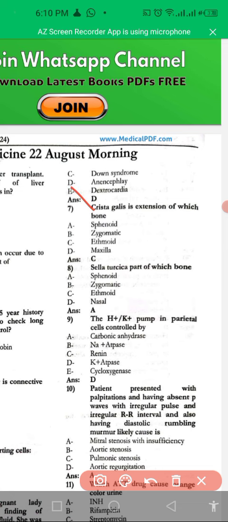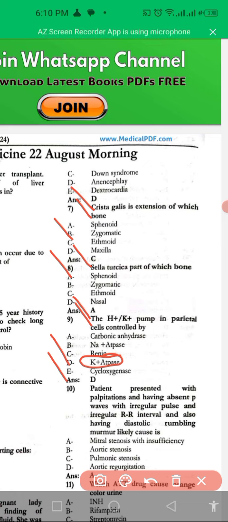Crista galli is an extension of which bone? It is the ethmoid bone. Sella turcica is part of the sphenoid bone. The potassium proton pump in parietal cells controls potassium.